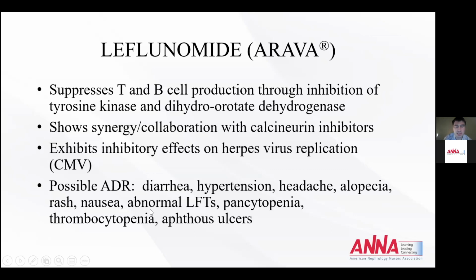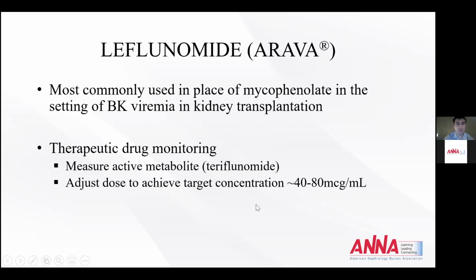Abnormal LFTs, again, a liver thing. I have seen patients who we started on leflunomide and had their liver enzymes go really high. So we had to be very cautious. And then pancytopenia, again, are probably the most common things I see with leflunomide: liver problems and severe bone marrow suppression. Why would I give you leflunomide?